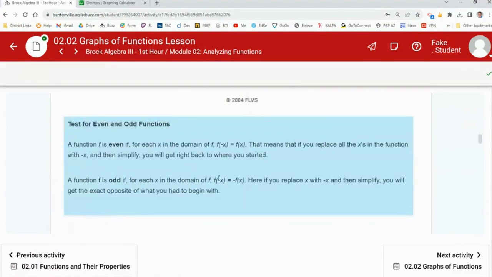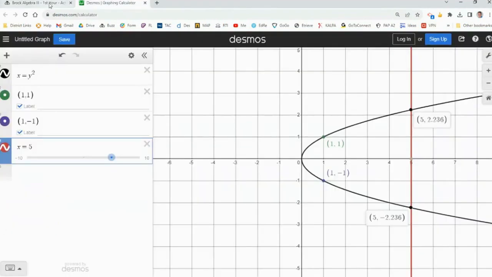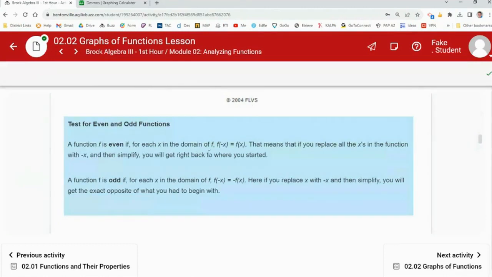So here's the way you test it. If you don't have a graph, but remember, you always have Desmos, you can graph it. For each x in the domain of f, f of negative x will equal f of x. It's like, what? Okay, let me show you how we're testing that for even.